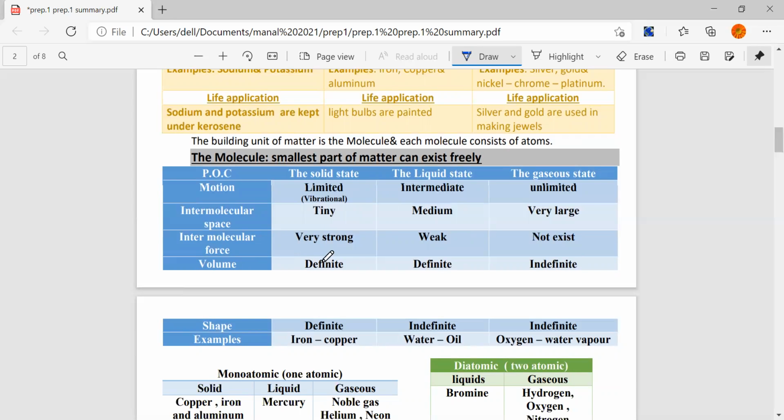The volume of the liquid state is definite, and the volume of the gaseous state is indefinite. The shape of a solid is definite, and the shape of a liquid is indefinite, and the shape of the gas state is indefinite. So liquids and gases take the shape of their containers. Examples of solids: iron, copper; liquids: water or oils; gases: oxygen and water vapor.